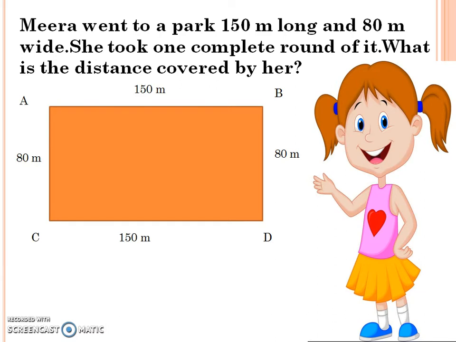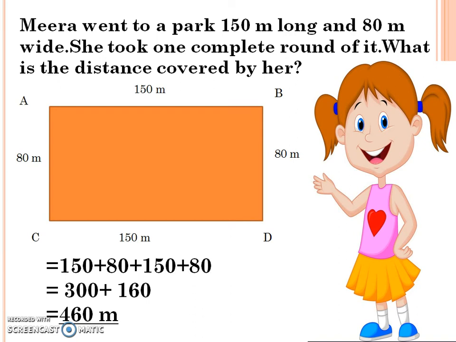Now, in order to know the distance covered by her, as you can see, the park is in a rectangular shape. If we want to know the perimeter of this rectangular park, we are going to add the length and breadth. So you have 150 plus 80 plus 150 plus 80. Adding, you get 300 plus 160, so the final answer is 460 meter.